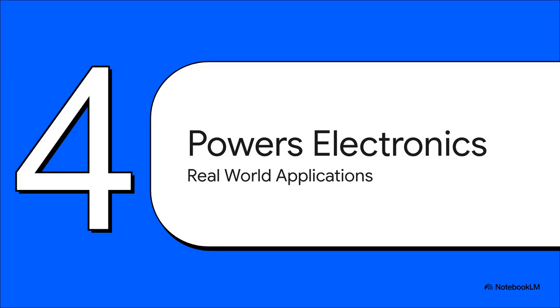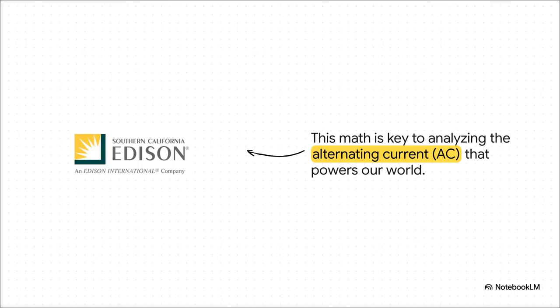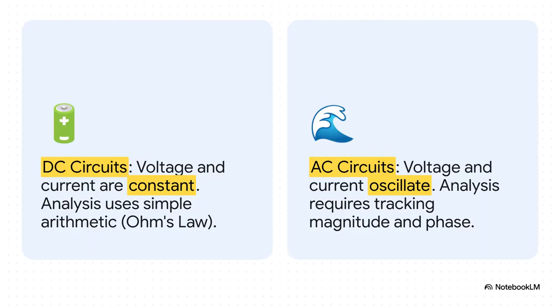Okay, so why does any of this matter outside of a math class, right? It turns out this really abstract way of thinking is actually the backbone of modern technology. Specifically, it's absolutely fundamental to electrical engineering. We're talking about the analysis of alternating current, AC, the very electricity that's coming out of your wall sockets right now. See, with direct current, or DC, think of a battery, the voltage is constant and the math is pretty simple. But with AC, the voltage and current are constantly changing.